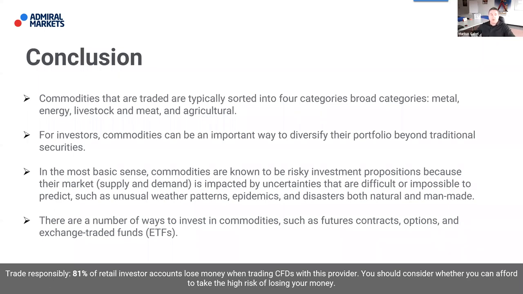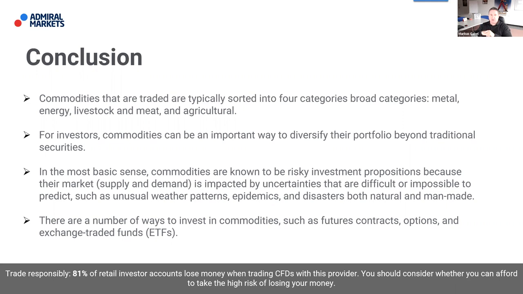You can see commodities are typically traded sorted into four categories: metal, energy, livestock and meat, and agriculture. And for investors, commodities can be an important way to diversify their portfolio beyond traditional securities. And if you want to become successful in trading, stop focusing on one market. You have to diversify your portfolio. Please, just an advice again.